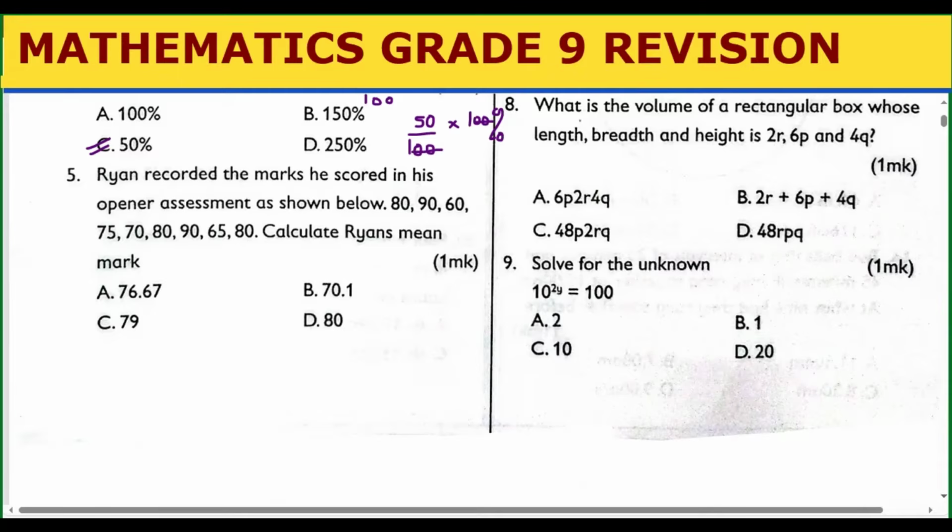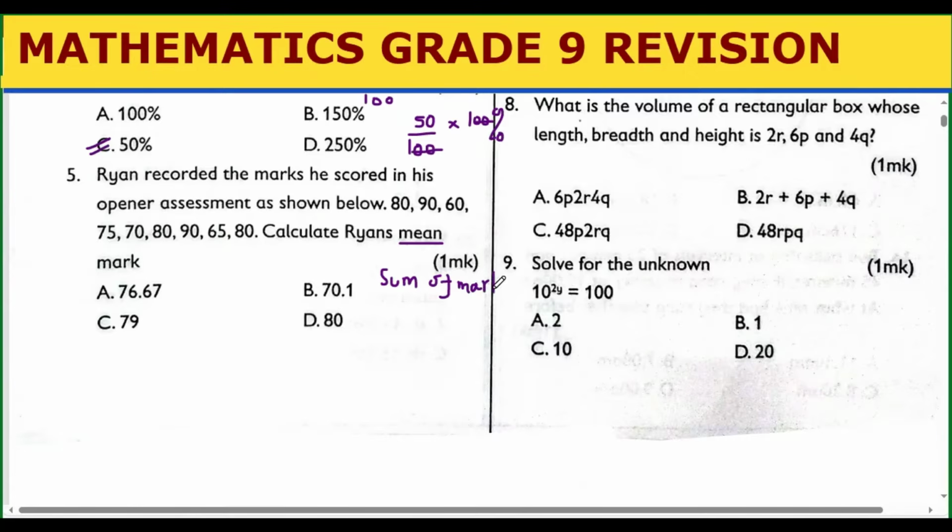He has 80, I think this is percentage. 80%, 90%, 60%, 75%, 70%, 80%, 90%, 65%, and 80%. Calculate Ryan's mean mark. So mean score is the sum of all the marks over the number of subjects.